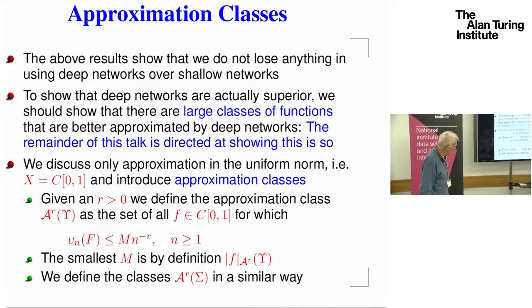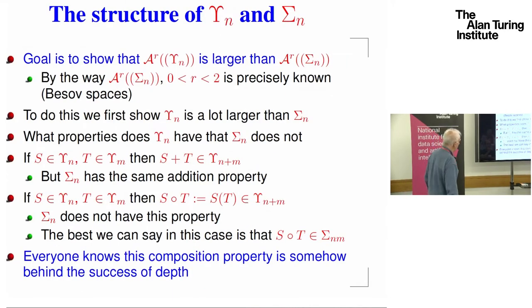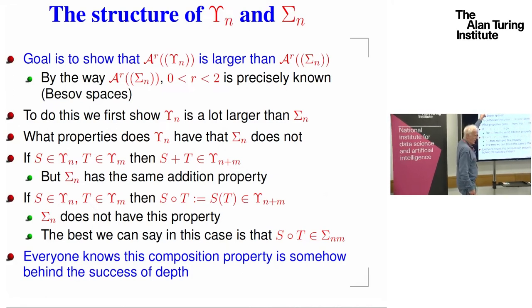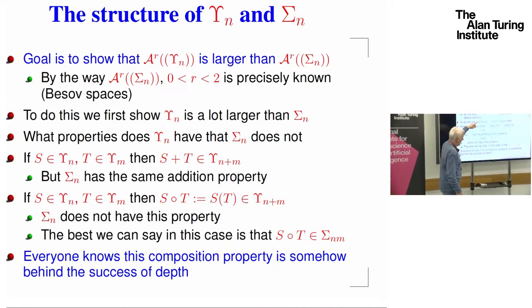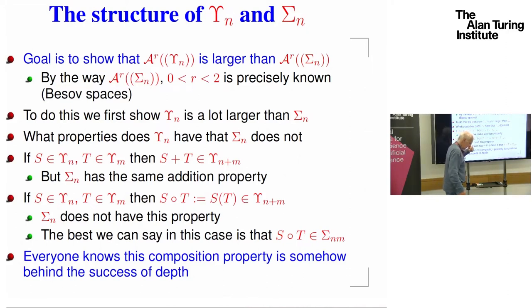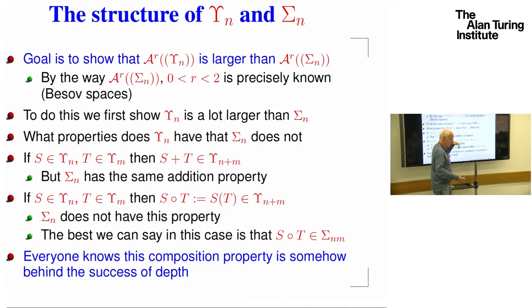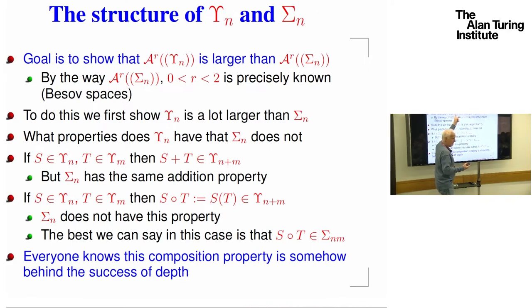Okay, so it's actually easy to show that the approximation class, notice when we talk about the approximation class, you're looking at letting n change, right? You have a family of nonlinear spaces, let's say upsilon n, and you're saying as you invest more and more parameters, what's the rate of approximation? If it's n to the minus r, that means the function is in A^r. Okay?